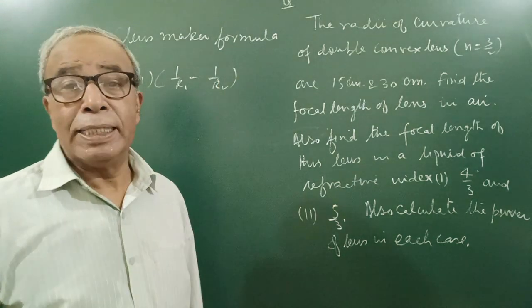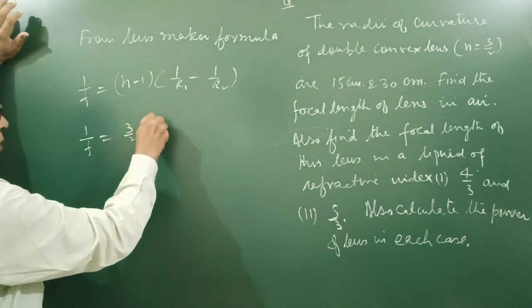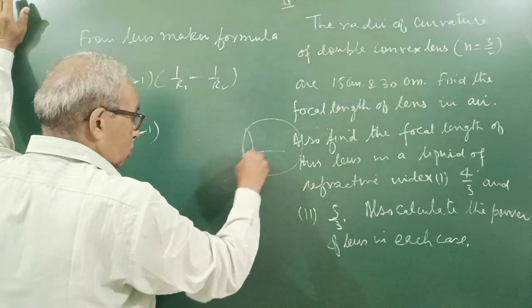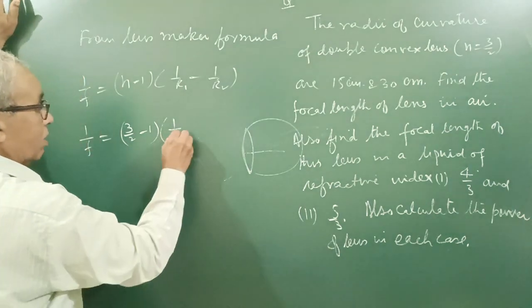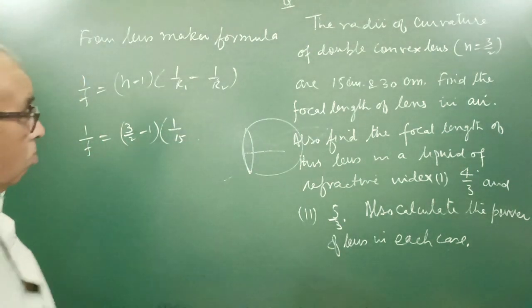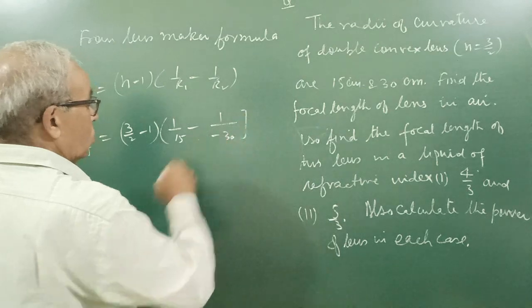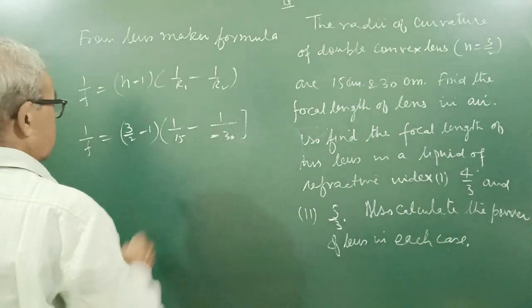So you want to find the focal length in air, let it be f. So 1 upon f equal to 3 by 2 minus 1. Now for a convex lens, r1 is positive and r2 is negative. So r1 is 15, minus 1 upon minus 30.